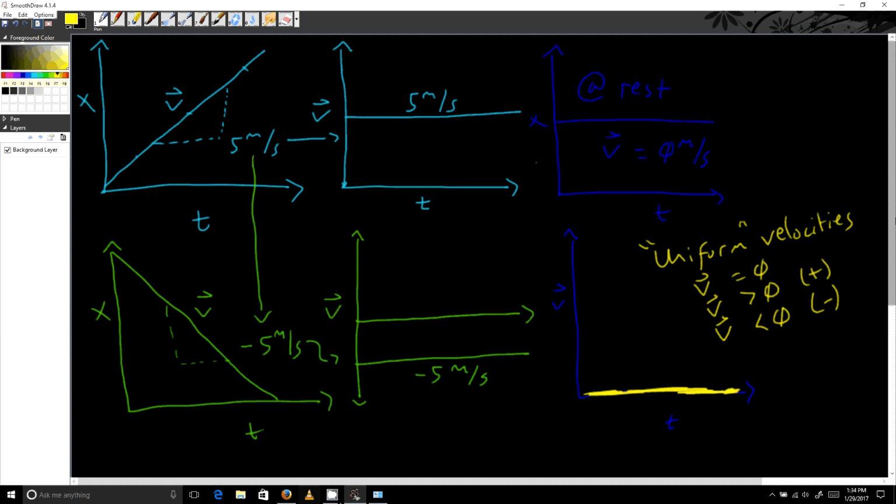In none of these cases does our velocity increase or decrease. However, there are times when it will do so. So the next video is going to look at a couple of shapes of graphs that correspond to a change in velocity.